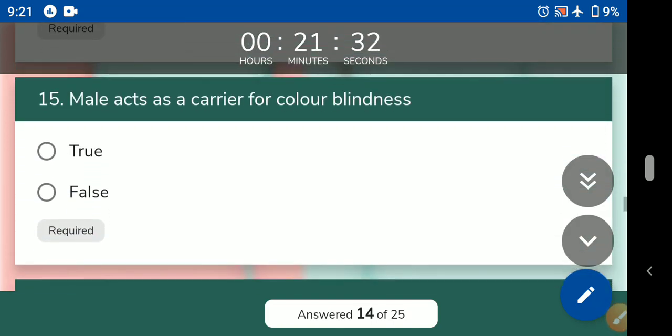Male act as a carrier for color blindness. No, female act as a carrier for color blindness.